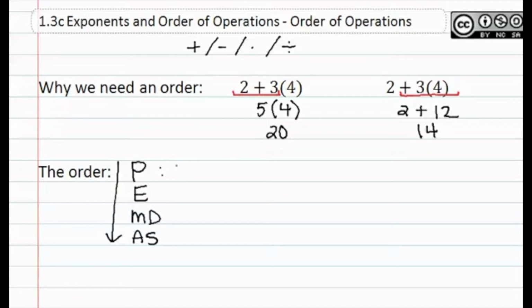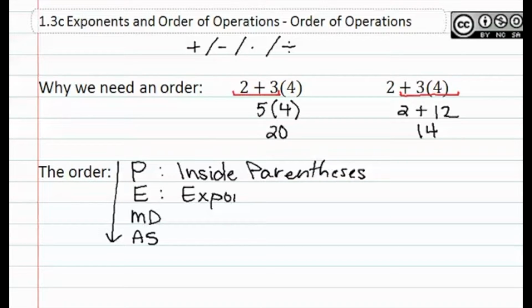The P stands for inside parentheses, which means you must do any operations that occur within a parenthesis. As you can see in the example above, there are no operations, or add, subtract, multiply, divide, inside the parentheses. The second step is E, and E stands for exponents. There are also no exponents in the example above.